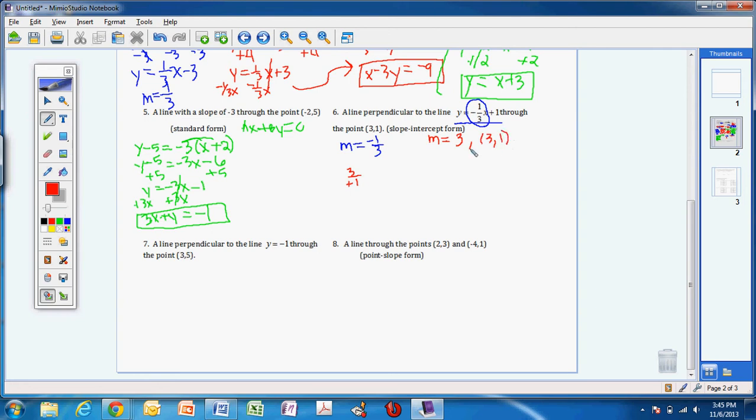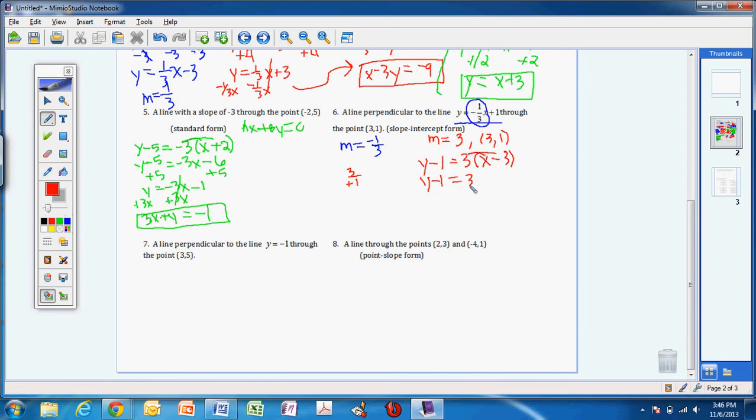And from here, I have a point and a slope. So this is where we're going to go to point slope form first. So y minus my y1, which is 1, equals my slope times x minus x1, which is 3. And they want me to go to slope-intercept form. So I have to go a little farther. So first thing I'm going to do is I'm going to distribute my 3.